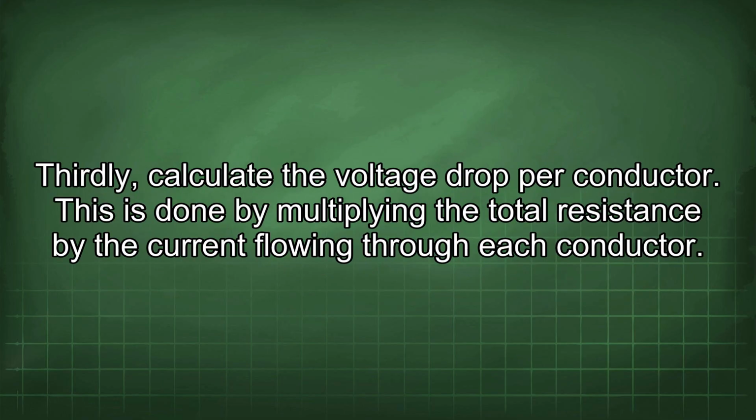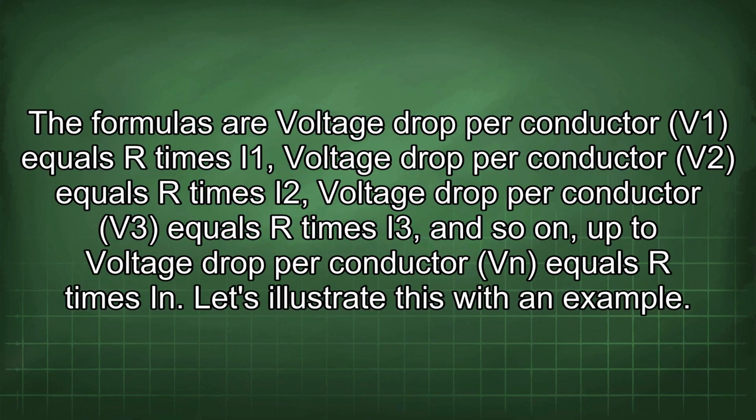Thirdly, calculate the voltage drop per conductor. This is done by multiplying the total resistance by the current flowing through each conductor. The formulas are: voltage drop per conductor V1 equals R times I1, V2 equals R times I2, V3 equals R times I3, and so on, up to Vn equals R times In. Let's illustrate this with an example.